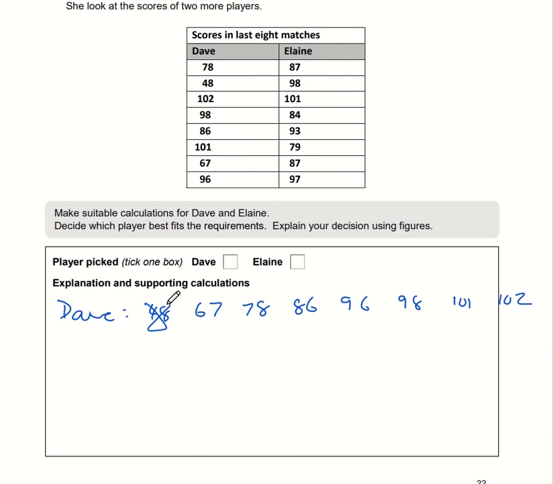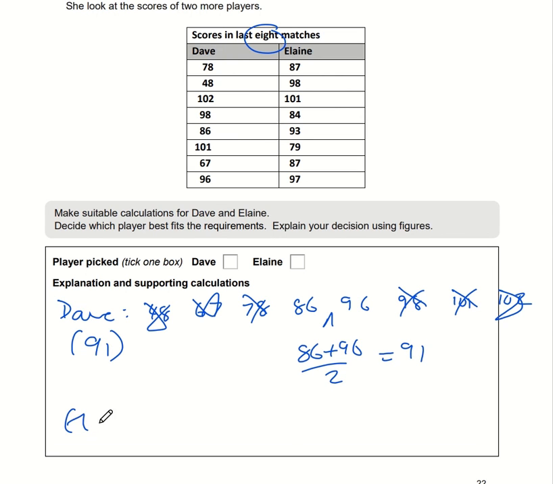So to find the median, I'm going to chop one off the left, chop one off the right, and do the same again and again, one more time. And I was hoping to get 1 in the middle, but I've got 2 in the middle, and that's because I've got an even number of values. So the median is going to be the halfway point between 86 and 96. That is a difference of 10. So if we half that difference, which is 5, add 5 to 86, or subtract 5 from 96, we get 91. So for Dave, the median is 91. Another way we could do this is just 86 plus 96 and divide that by 2, but we'll still get 91.